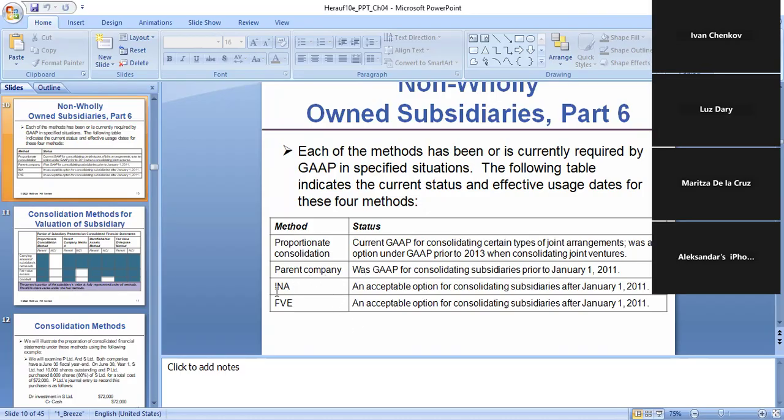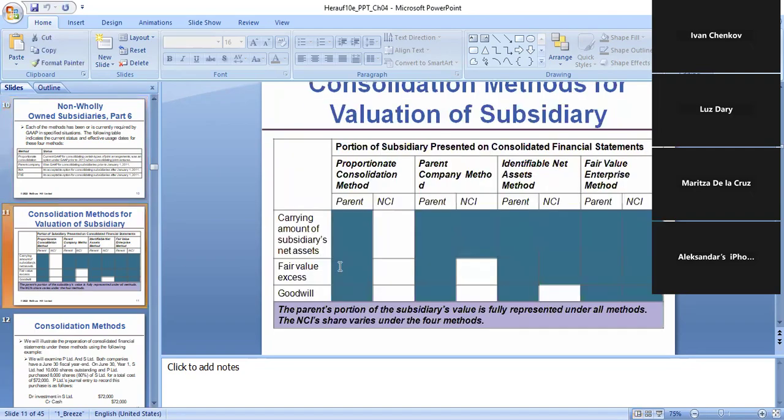Then the identifiable net assets method is an acceptable option for consolidation of subsidiaries after January 1st, and the fair value enterprise method is also an acceptable option for consolidating subsidiaries after January 1st. So we're going to spend time only on those two methods. Let's see what the difference is. We're not going to talk about the proportional method and the parent company method because those are not accepted anymore. So let's skip those and go to the identifiable net assets method.